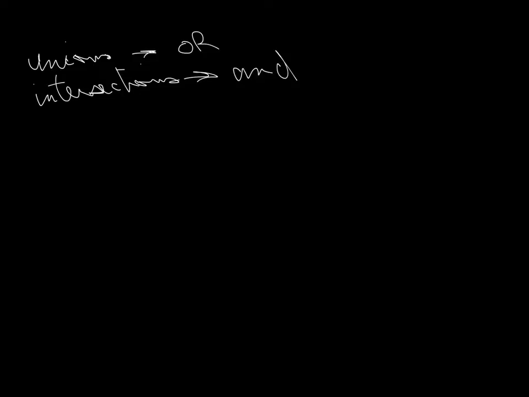Now, when we're talking about sets, they are either going to be unions or, I hope I spelled it right, sorry about my bad writing, intersections. It's hard to write on an iPad. A union has the word or, and an intersection has the word and.